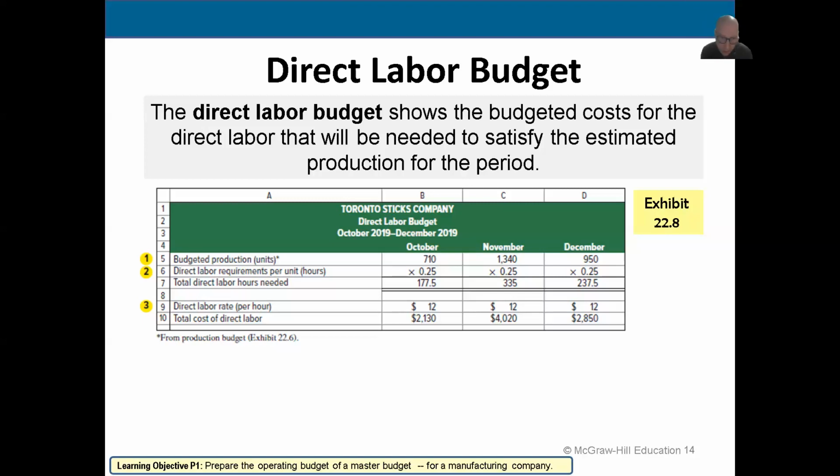I currently pay my employees $12 per hour, times the number of hours needed, which gives me a cost of direct labor of $2,130 for the month of October. I do that same process for every month. Number of units expected to produce times the direct labor per unit equals the total direct labor hours needed. Multiply that by the hourly rate, and that gives me the total cost of direct labor for the month. Do that for every month.